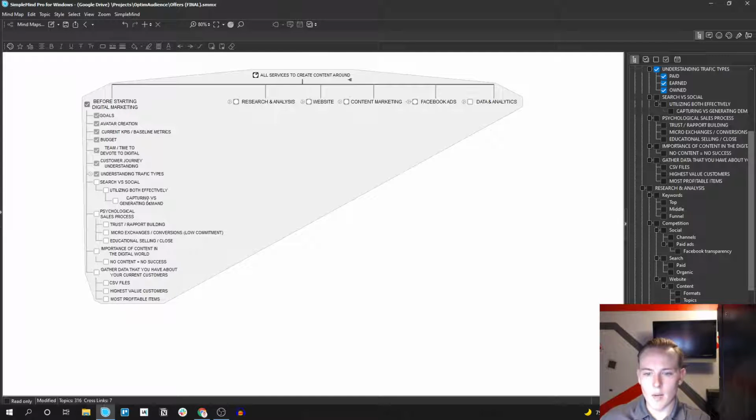So you need to use social and search to be successful. The first thing you need to do when deciding which to prioritize: there's an awesome guy that I love listening to, Chris Walker, the CEO and founder of Refine Labs. And he says the first thing you need to do is fix the bottom of the funnel.